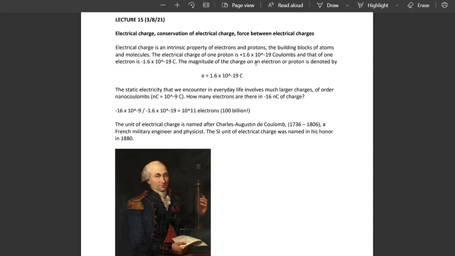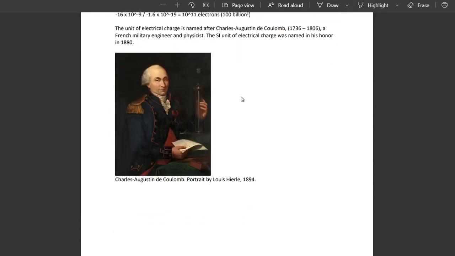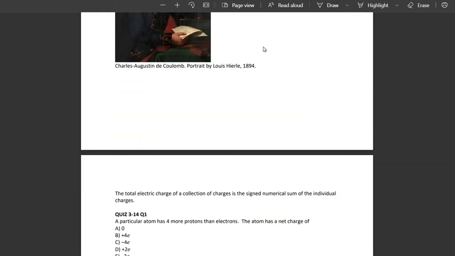The magnitude of the charge on an electron or proton is denoted by this conversion here. So 1e is equal to 1.6 times 10 to the negative 19th coulombs. So something that has a charge of 10 to the negative 9th coulombs has 100 billion electrons in it. Here's a guy associated with it, not really relevant.